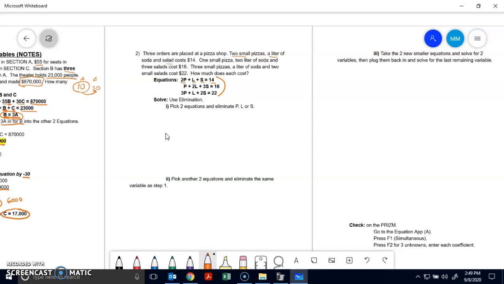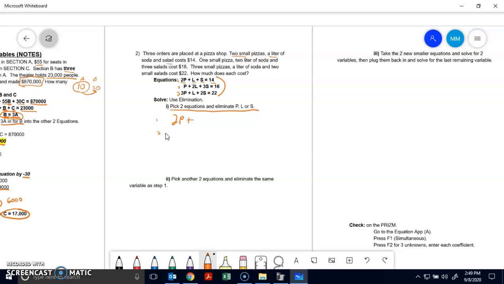And now I'm going to use elimination. So what I need to do, it's a 3-step process. I'm going to pick 2 equations and eliminate one of the variables, P, L, or S. I'm going to focus on L. So I'm going to try to eliminate L first. So I'm going to pick the first 2 equations. I'll label them equation 1, 2, and 3. So I'm going to use equation 1 and equation 2.